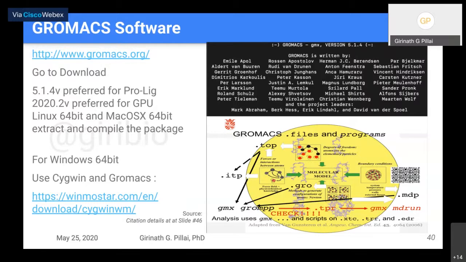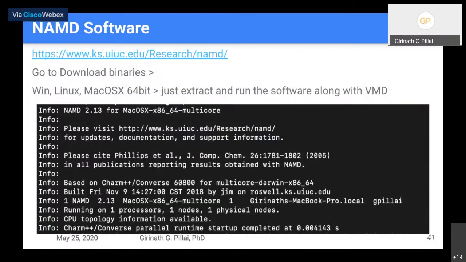Then you have NAMD software. As I told you, this is the only one which directly works on Windows. Otherwise, Linux, Mac, it supports GPU. GROMACS also supports GPU.